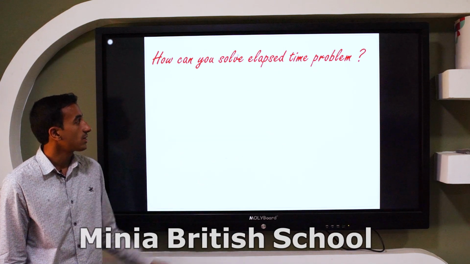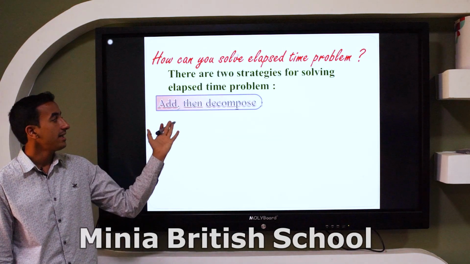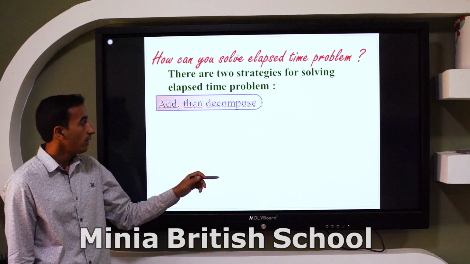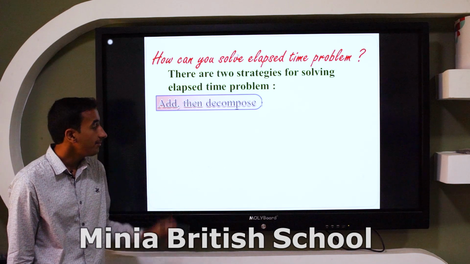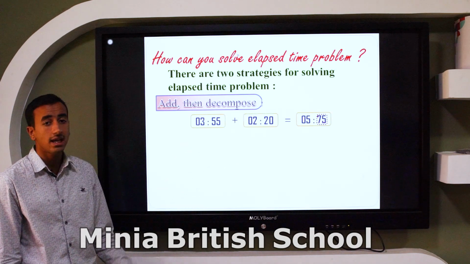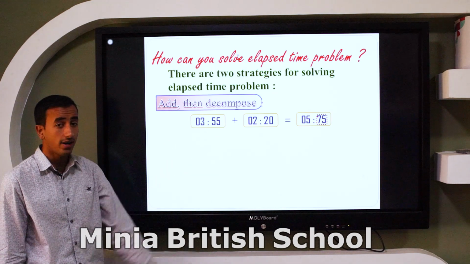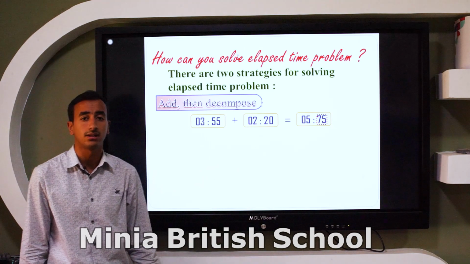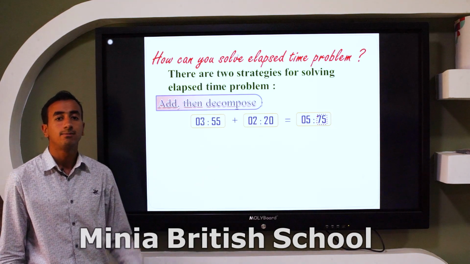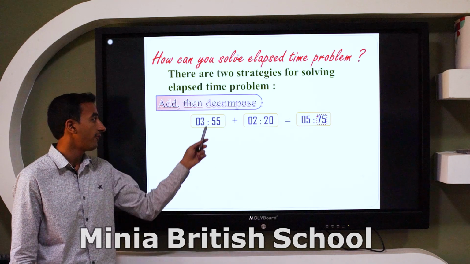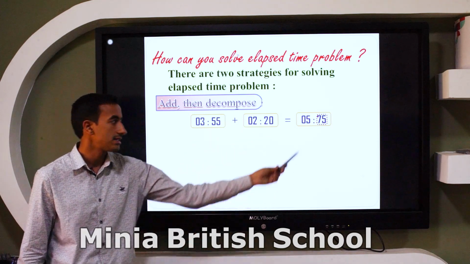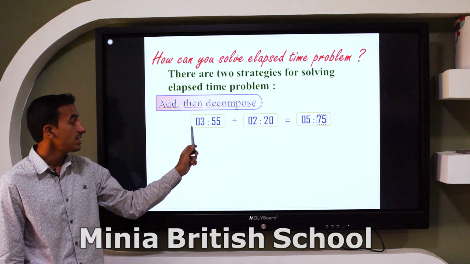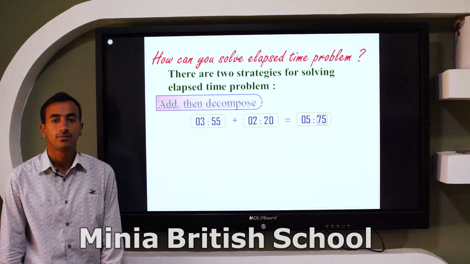The second strategy is called add then decompose. What is the meaning of add then decompose? With the same example, we can make 3 hours and 55 minutes plus 2 hours and 20 minutes. We can add minute by minute and hour by hour. 55 plus 20, we know that it equals 75 minutes. Circle it. And 3 hours plus 2 hours equals 5 hours.